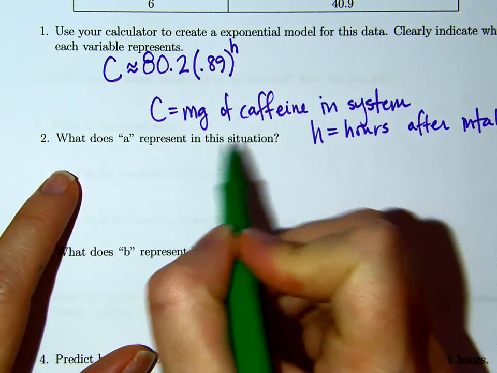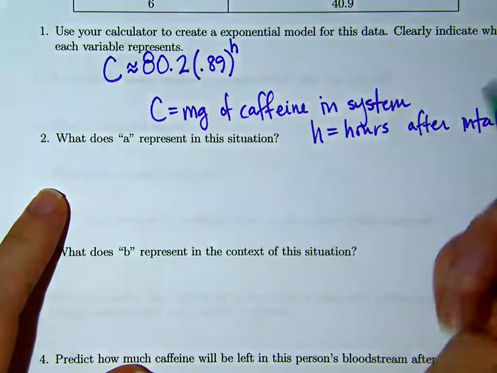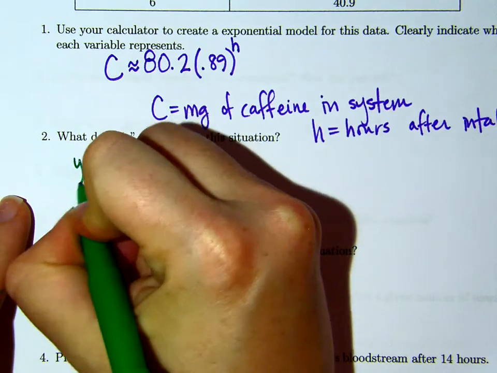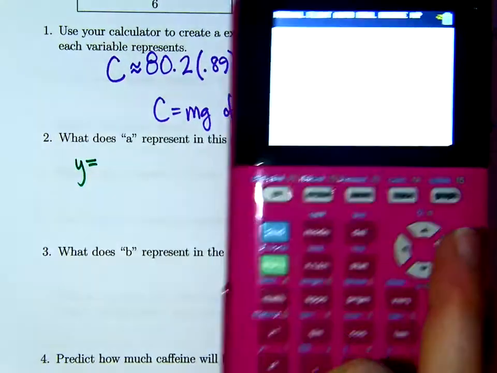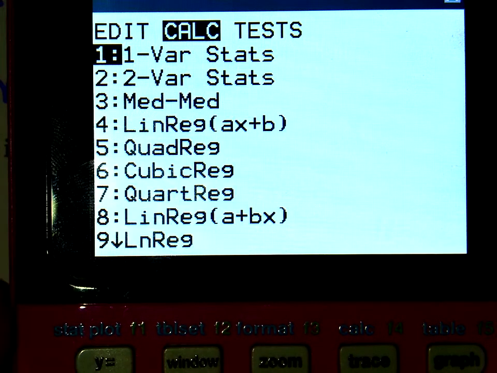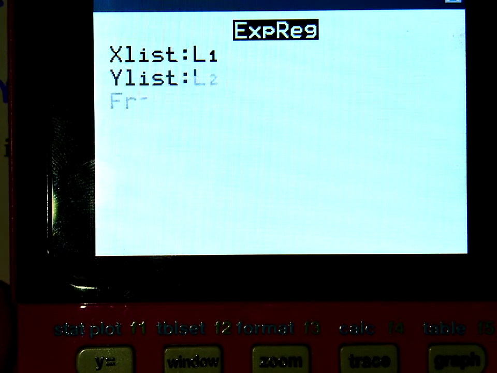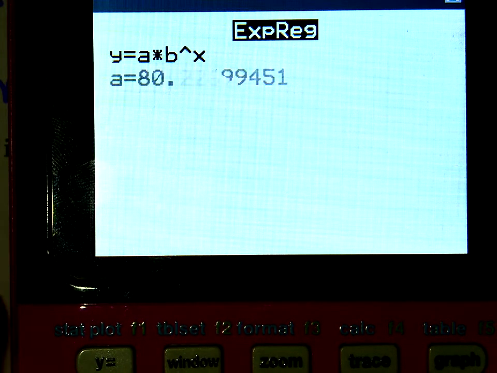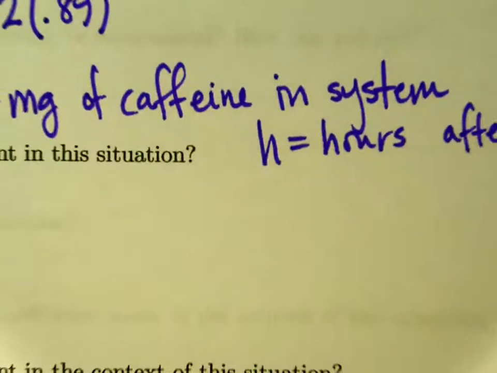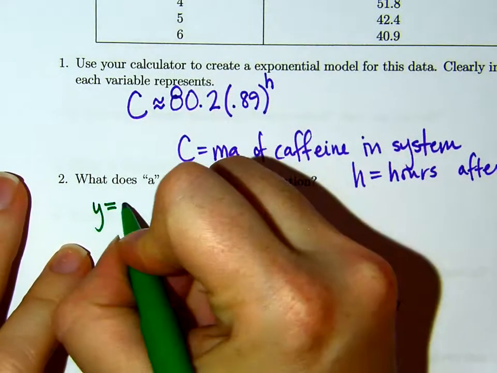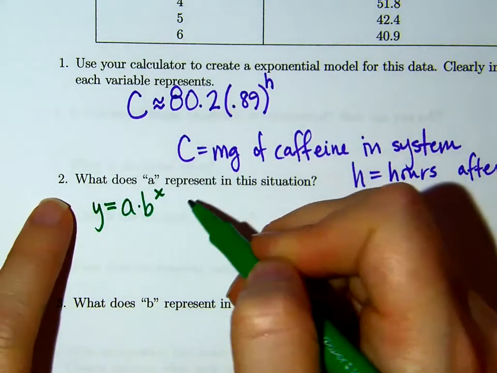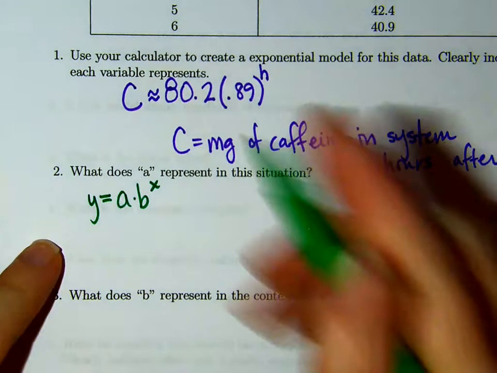What does A represent in this situation? So just to make sure we understand what this is asking, the calculator said this. Whoa, too bright. Oh, it just cleared it. Calculator, calculate the exponential regression. A times B to the X. Okay, so everybody kind of goes with this A times B to the X thing. So this A is 80.2 in this situation. So what does A represent?